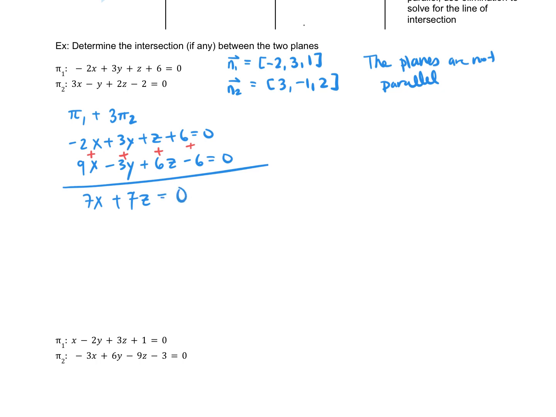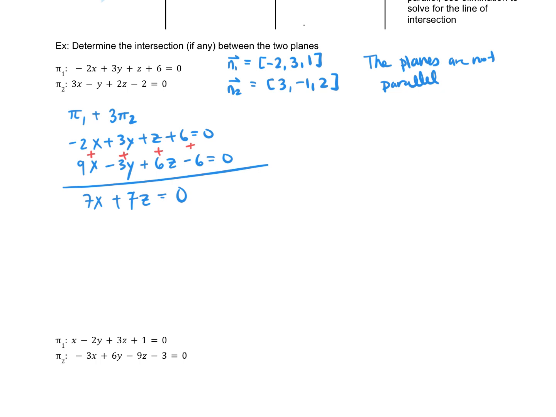Now, I chose to eliminate the y's. You could have eliminated any of the variables, that's fine. Depending on which variable you eliminate, your vector equation of the line might be different, but it could still represent the exact same line of intersection.